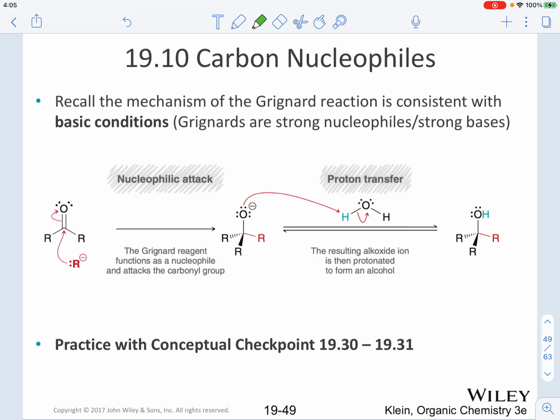So, when it comes to the mechanism for the Grignard, it's pretty straightforward. In the first step of the reaction, our Grignard reagent is going to be acting as our nucleophile and is going to attack the carbonyl group. Then we are going to form an intermediate in which our oxygen atom is negatively charged. Make sure that you follow the flow of electrons. And the reason why we have that second step of water is because that alkoxide ion that was formed after the attack of the Grignard reagent needs to be protonated in order to form the alcohol.